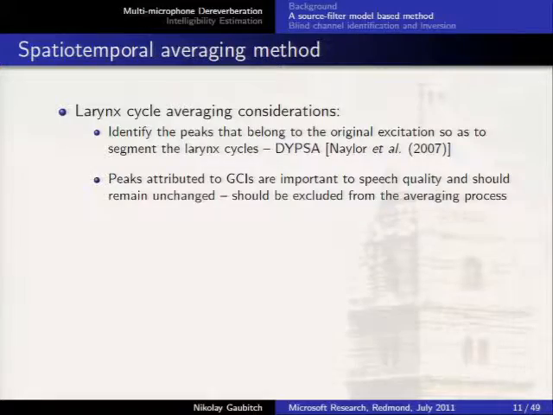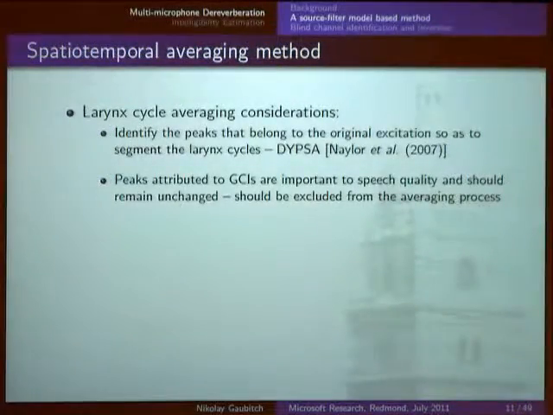And in order to do this larynx averaging, you need to be able to identify these peaks. For that, I've used something called DYPSA, which is very robust for identifying GCIs in clean speech, and at the output of a beamformer, it performs pretty well as well, satisfactory enough. Also, when you do the averaging of these larynx cycles, you don't want to include the actual peaks in the averaging, because they're quite sensitive. If you distort some of these peaks, you can hear it in the resynthesized speech afterwards.